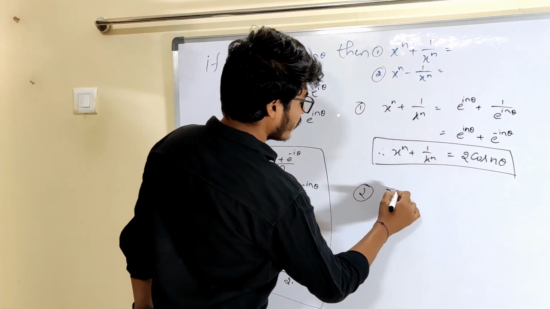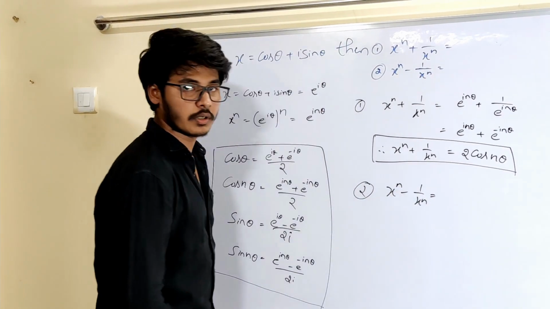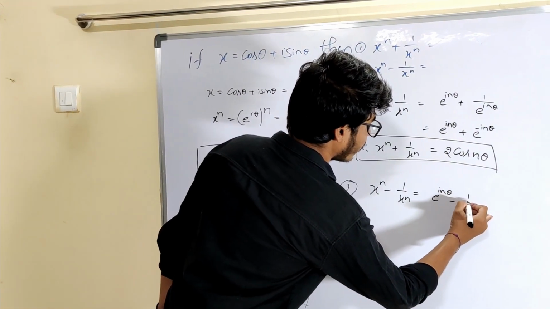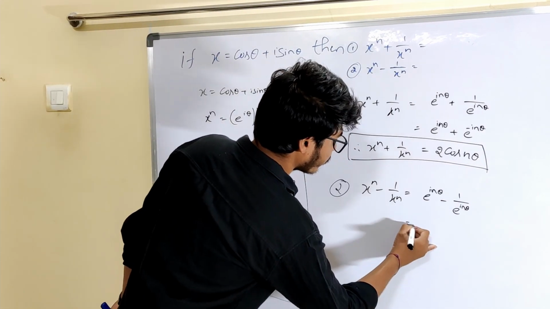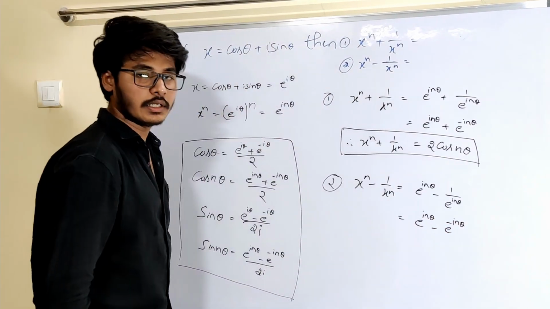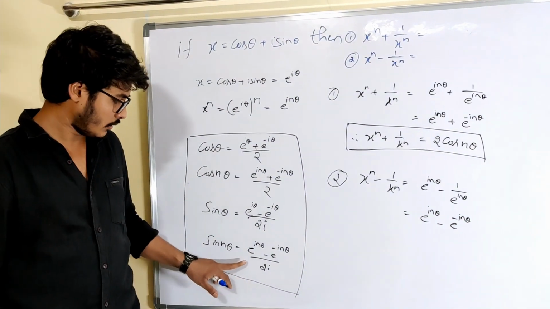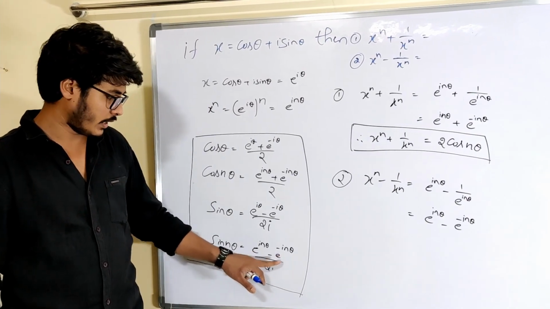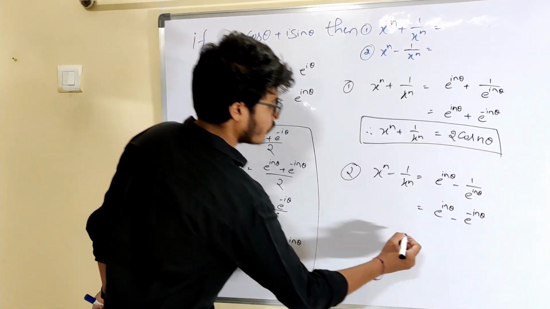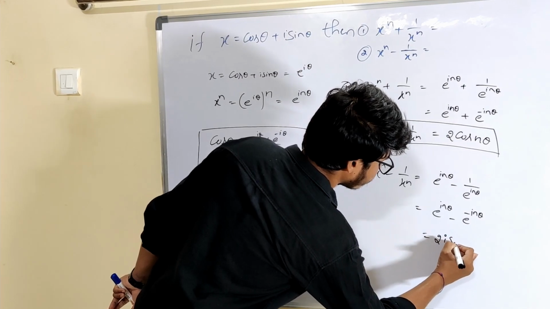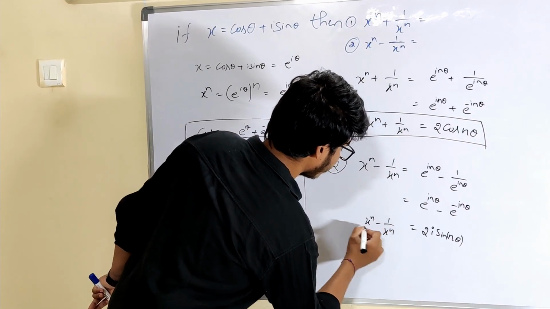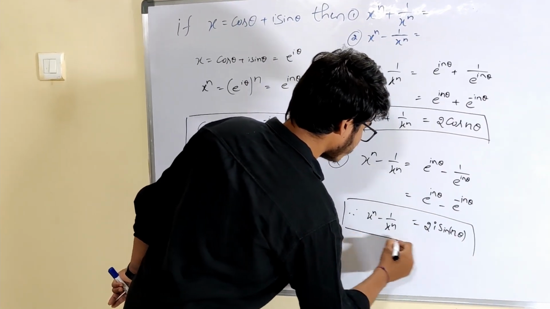Second one, x power n minus 1 by x power n is equal to, here x power n is e power i n theta minus 1 by e power i n theta. It can be written as e power i n theta minus e to the power of minus i n theta. And here we can see that e power i n theta minus e power minus i n theta can be written as 2i sin n theta. So x power n minus 1 by x power n is equal to 2i sin n theta.